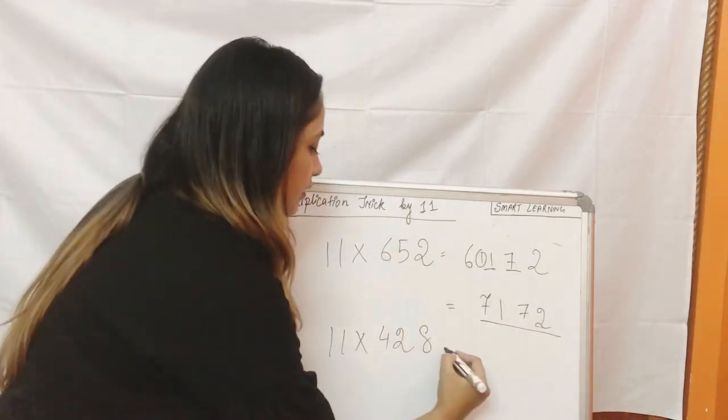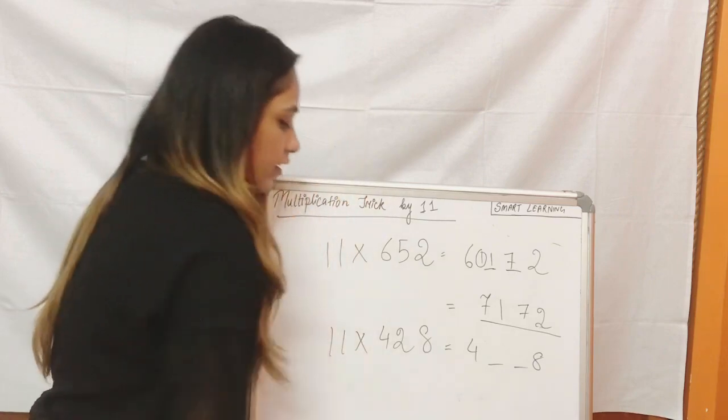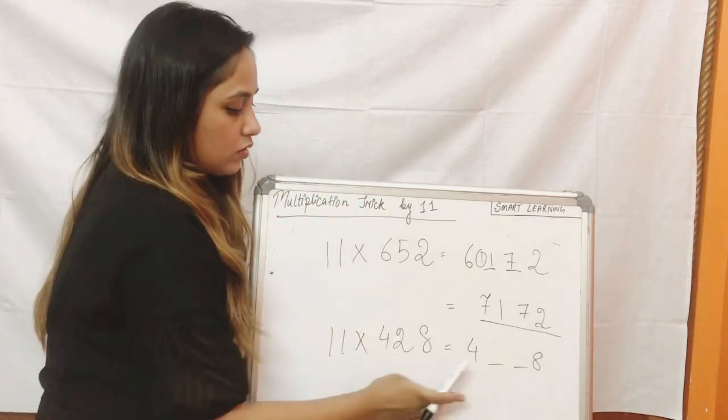So what will happen is 4 and 8 we have put in the extreme and we need a 2-digit number here. So what will come here?